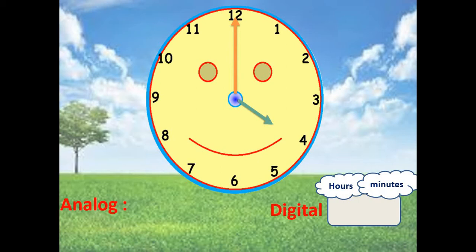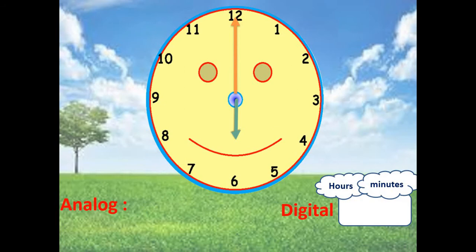In the analog, here the short hand points at number 4 and the long hand points at number 12. So, we're gonna say in the analog 4 o'clock. And in the digital, we will write in the hours, the short hand points at 4, so we're gonna write 4. And in minutes, the long hand points at 12, which means 0 minutes.